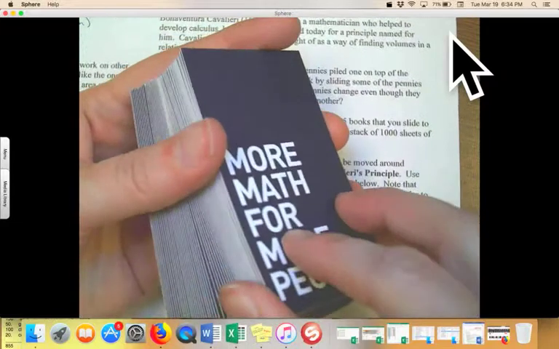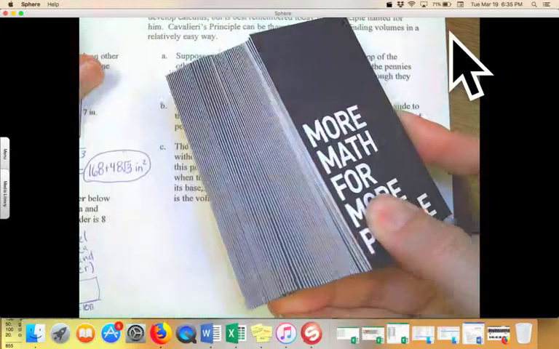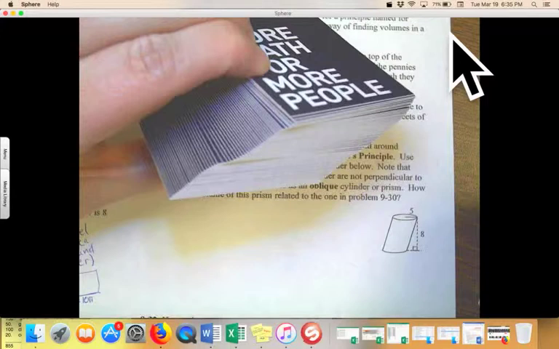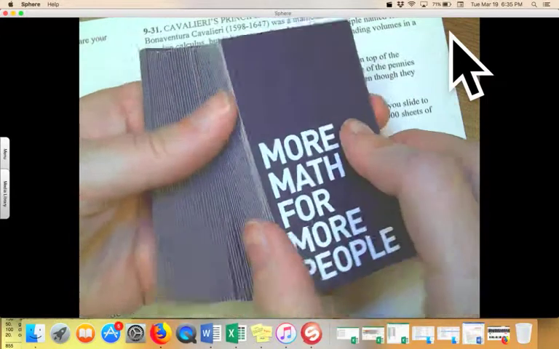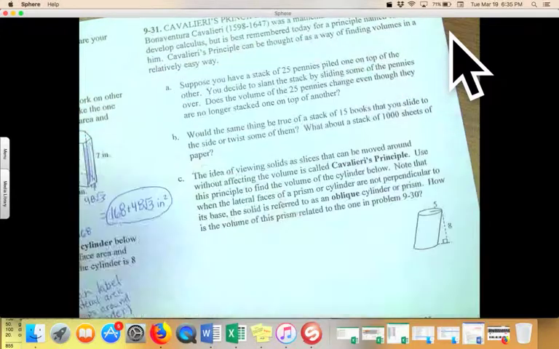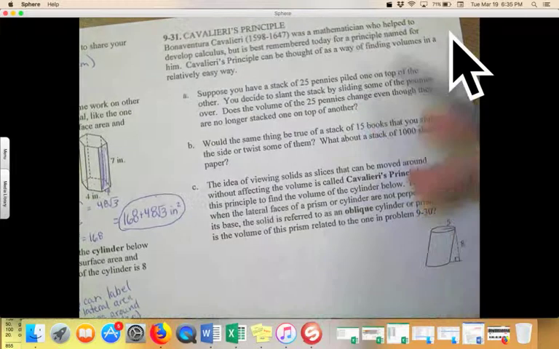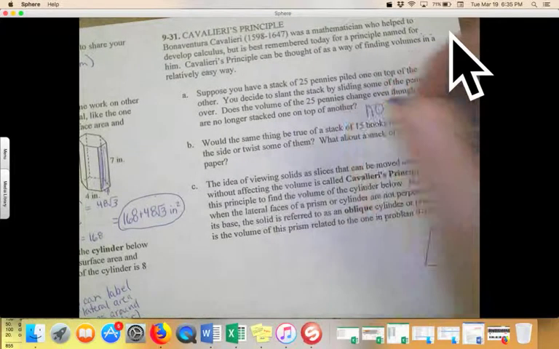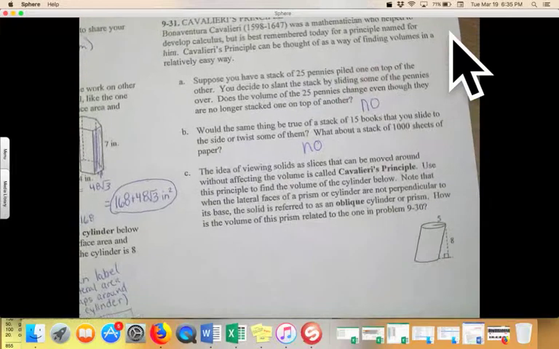If I twist it or slide it in any way, did the volume change? Well, no, because I still have the same number of cards here. Okay, so just because you twist it or shift it or slant it, you're still going to have the same volume. Okay, so does the volume change just because they're no longer stacked one on top of each other? Well, no, it does not. And it does not for the paper or for the books or anything that you're going to twist.